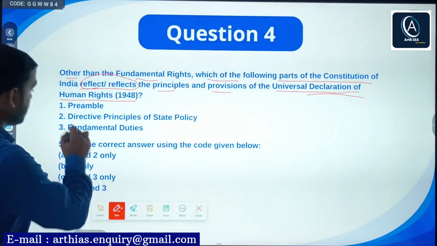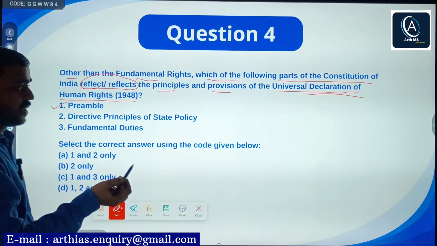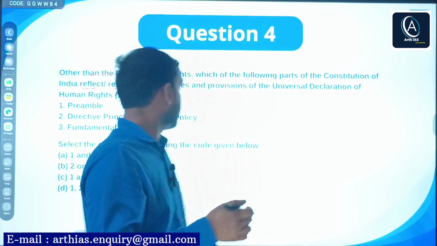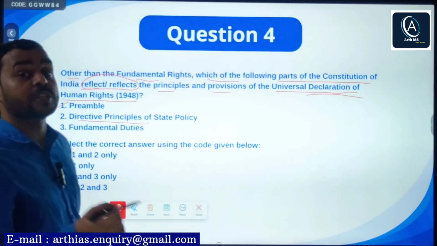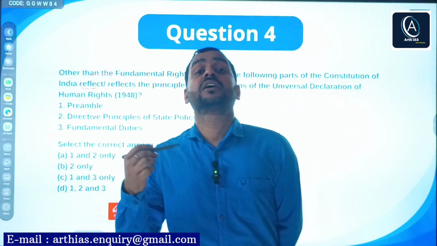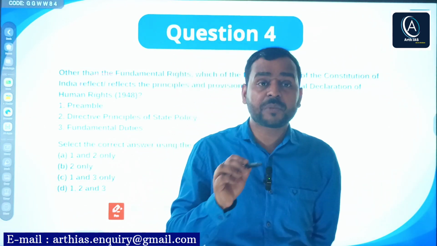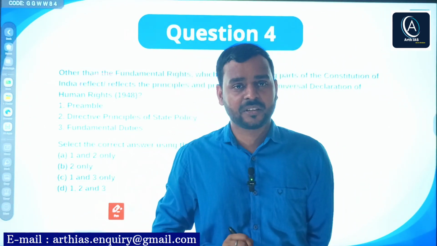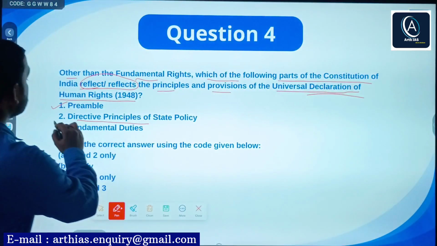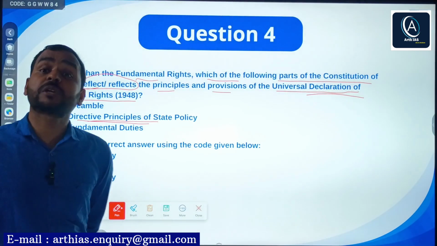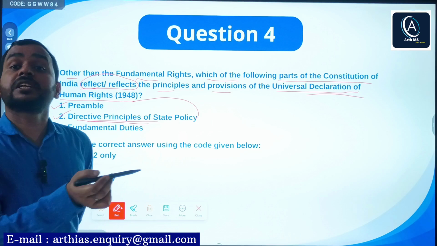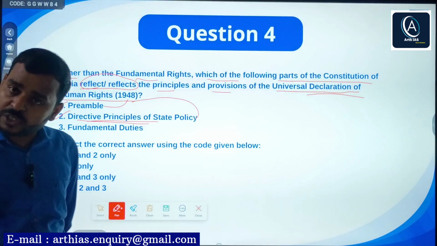So first, the preamble already, because preamble talks about justice, social, economic, political. Directive principle of state policy also talks about, for example, it tries to ensure welfare state. Again, certain kinds of rights, for example, equal pay for equal work, right to work. All these are nothing but come under directive principle of state policy, and are also part of the Universal Declaration of Human Rights. Also, preamble talks about that.